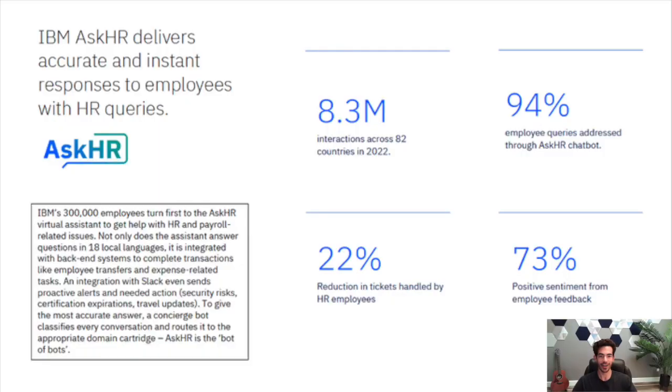A few years ago at IBM, we implemented Watson Assistant for HR, and it now connects to all of our backend systems, like Workday. It's available across multiple channels, such as our employee portal and Slack, and it's easily accessible by all 300,000 IBM employees. It's pretty mind-blowing that in 2022, IBM employees interacted with the bot 8.4 million times. That's a lot of cost and time savings for our HR team.